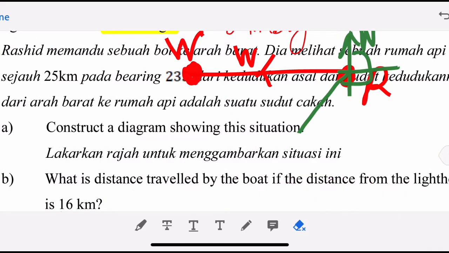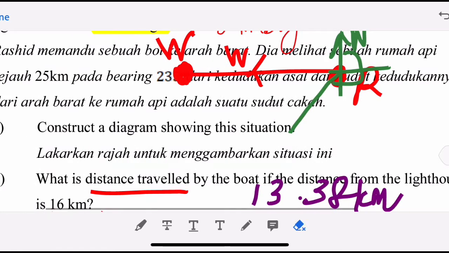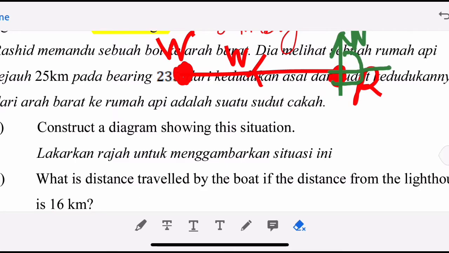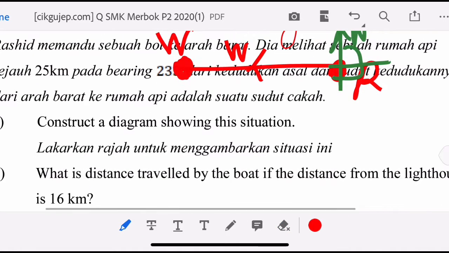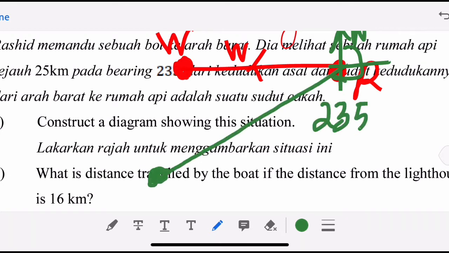I'm going to erase some space. I'm going to make sure I have the triangle following the instruction of the question, because the question says the lighthouse is, let's say, here. So you draw a line, and this is a bearing of 235 degrees. You must make sure this angle is obtuse. This angle is obtuse, that's why I extend the line. So let's say this is the lighthouse.